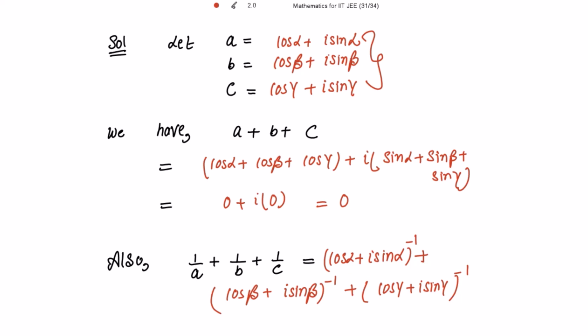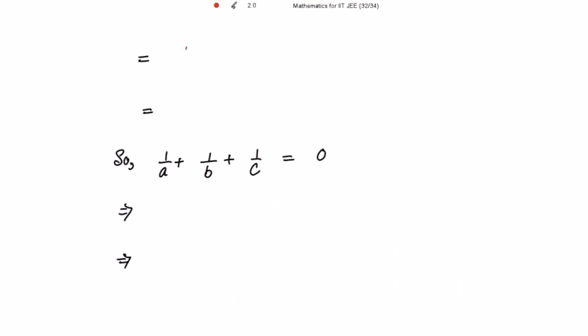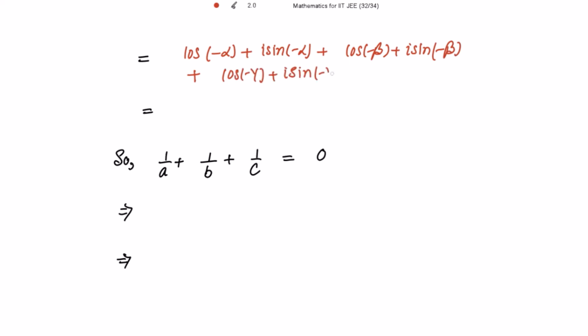Now I'm going to apply here de Moivre's theorem, where n is -1, right? So this becomes cos of n alpha plus iota sin of n alpha, that is cos of negative alpha plus iota sin of negative alpha. So this is equal to cos of minus alpha plus iota sin of minus alpha, plus cos of minus beta plus iota sin of minus beta, plus cos of minus gamma plus iota sin of minus gamma.